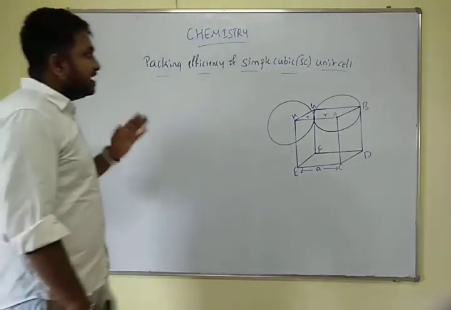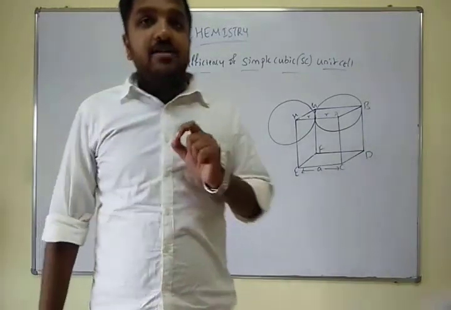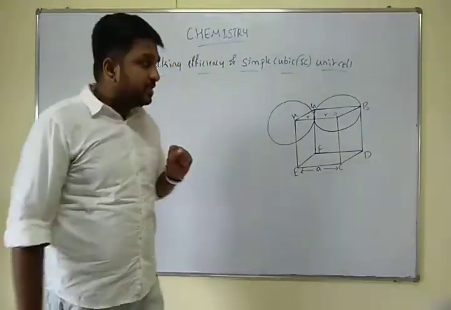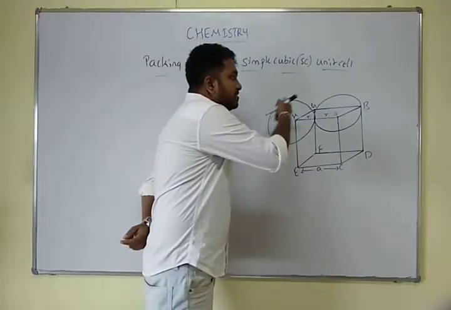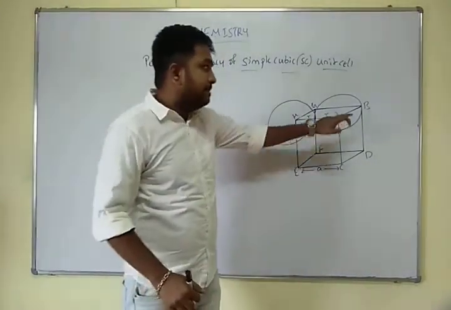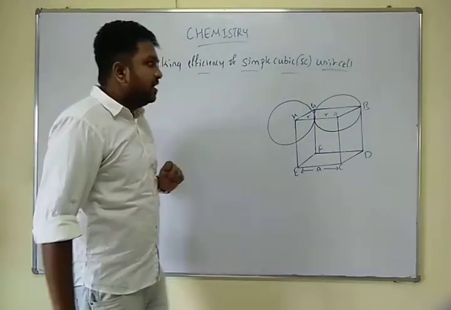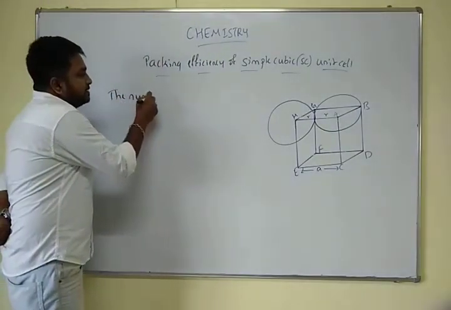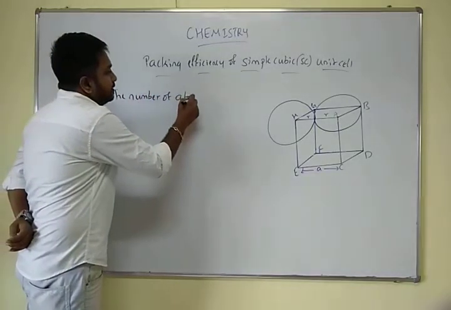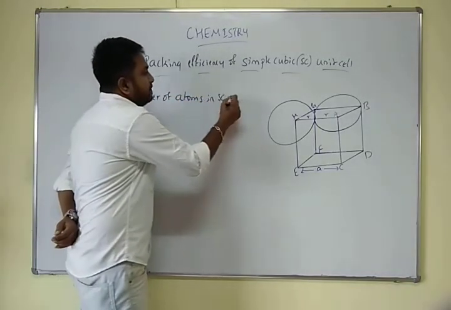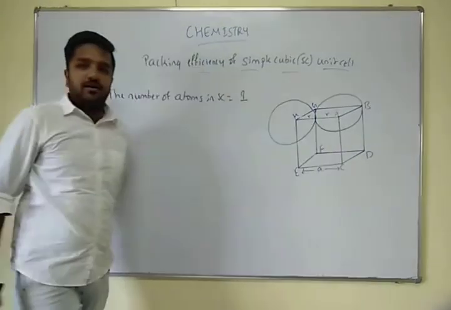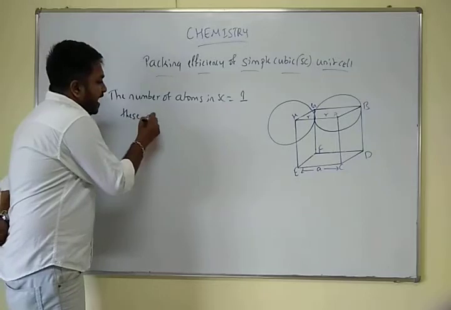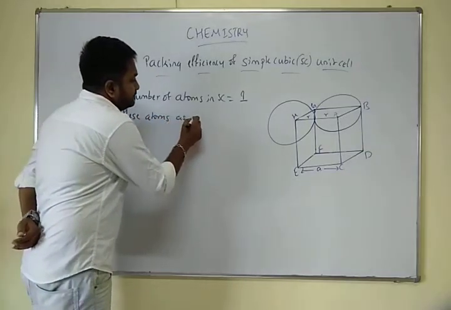Now let us calculate the packing efficiency of the simple cubic unit cell. This is the simplest representation of a simple cubic unit cell, where the constituent particles are present only at the corners. Clear? So what is the number of atoms present in a simple cubic unit cell? It is 1. Clear? So let us consider these atoms as spheres.